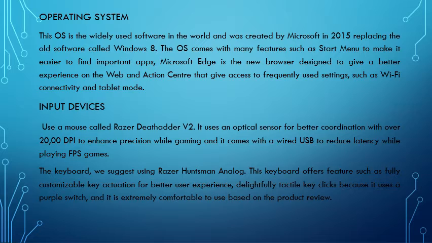Input device. Moving forward, we will need an input device to communicate with the PC, and for this build, we would like to use a mouse called Razer Viper V2. It uses an optical sensor for better coordination with over 20,000 dpi to enhance precision while gaming, and it comes with a wired USB to reduce latency while playing FPS games. For the keyboard, we suggest using Razer Huntsman Analog. This keyboard offers features such as fully customizable key actuation for better user experience, delightfully tactile key clicks because it uses a purple switch, and is extremely comfortable to use based on the product review.